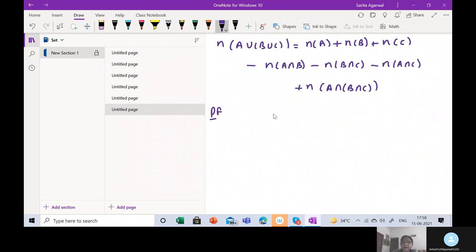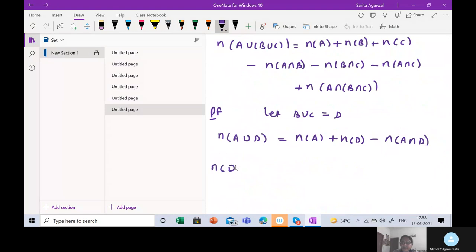Let B union C be equal to D. Then the number of the elements in A union D is the number of the elements in A plus the number of the elements in D minus the number of the elements in A intersection D. Now what is the number of the elements in D? The number of the elements in D is the number of the elements in B union C, which is the number of the elements in B plus the number of the elements in C minus the number of the elements in B intersection C.